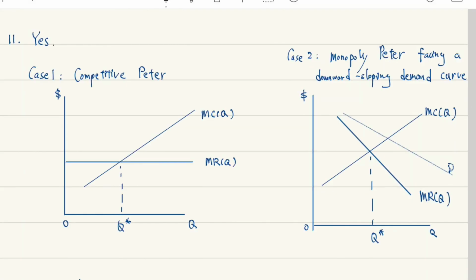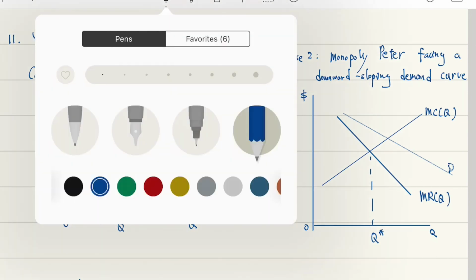For question 11, since we don't need to find the optimal point of Q, I just draw the graphs to show that it's possible to find a profit maximum in the case when the firm is competitive, and another case when the firm is monopoly.